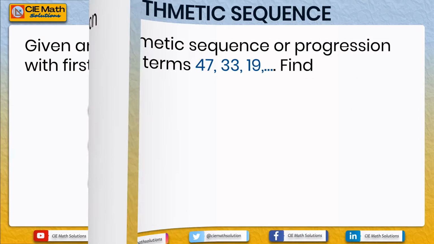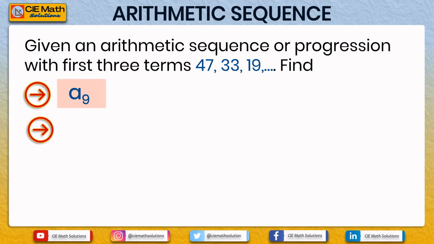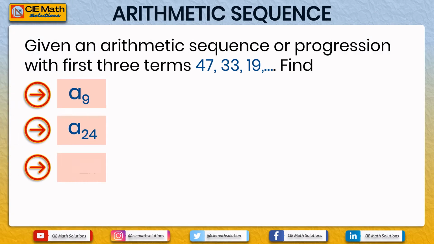Now it's your turn. Given an arithmetic sequence with the terms 47, 33, 19, find A9, A24, A45, and A72. If you would like to try to answer these items, please pause the video for a while. When you are done, press the play button to check your answers. Now let us have the answers.